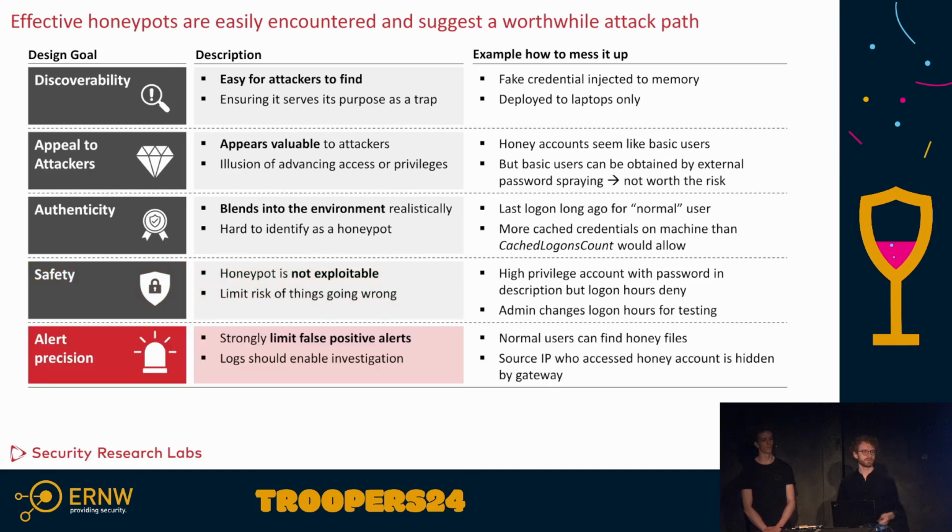And then last but not least, honeypots are only useful if they have a good signal-to-noise ratio, so you need to limit false positives, and you can consider this in how you set up the honeypot. Also, when the alert triggers, you need to have the logs available for an investigation. Let's say you have a honeypot with a credential that you hide somewhere in the network. If someone uses that credential, you need to be able to know the source IP, where they are coming from. If you have a gateway somewhere in the network, that can prevent you from actually figuring out where the login came from.